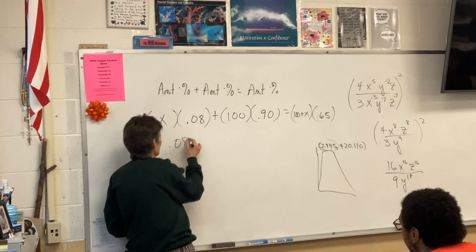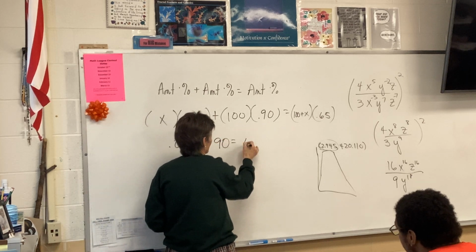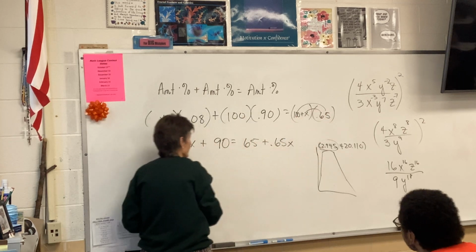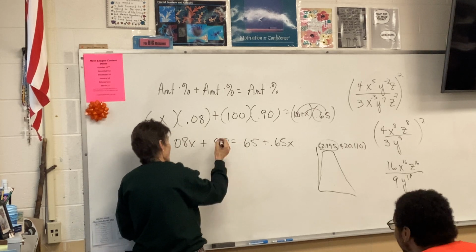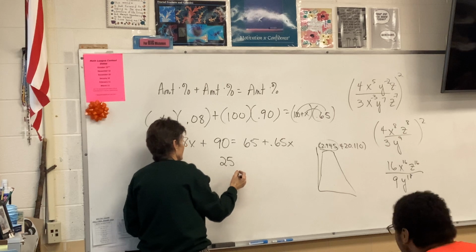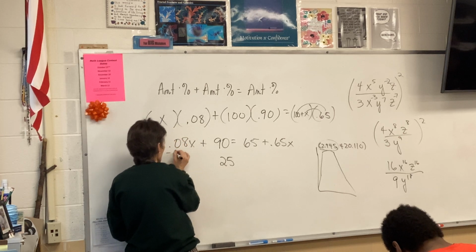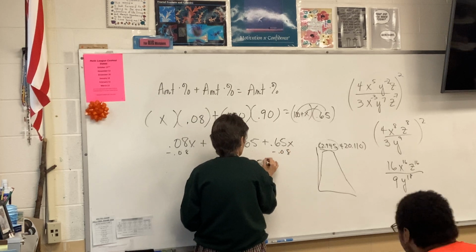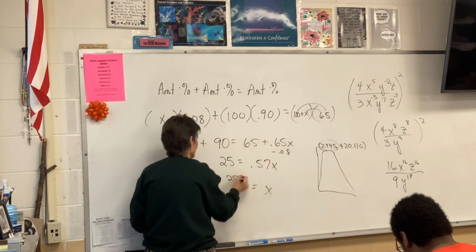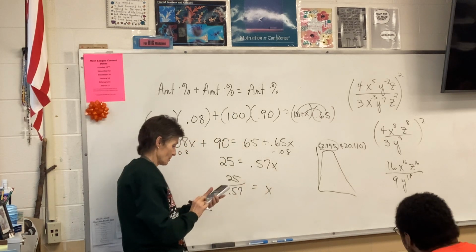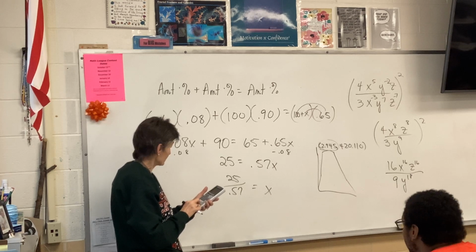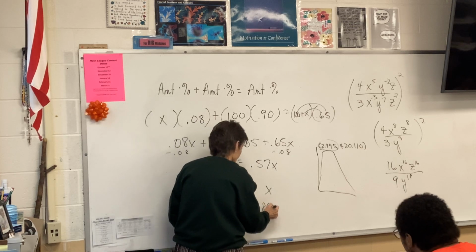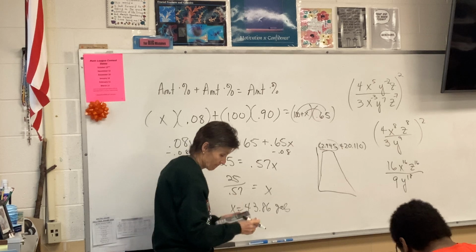Because you're adding these two amounts together to get that amount. Then we multiply. This is a distribute, so make sure you're distributing there. Subtract 65 and subtract 0.08. So that's going to be 0.57x and y. So 25 divided by 0.57. I got 43.86 gallons.